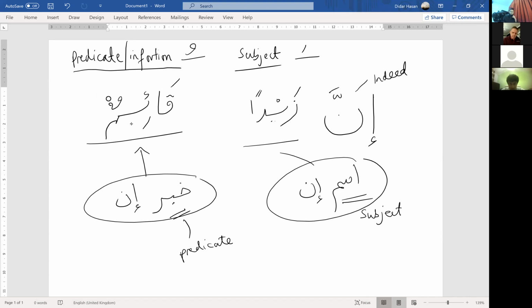And Sister Amina, why is Zaid with a fatha and why is qa'im with a dhamma? Because Zaid is the subject of the sentence, sorry, the ismu inna. In English, the equivalent would be it's the subject of inna. Or if you want to say it in Arabic, which is the preferred way, ismu inna. Okay. And why is qa'im with a dhamma? Because it's the khabaru inna. Yes, good.